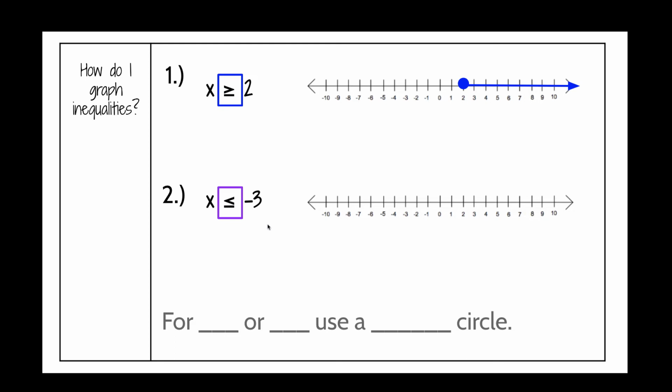Let's start by finding -3 on the number line. And is it going to be a closed dot on -3? Am I saying x could equal -3? I am. So I'm going to color in my dot on -3. Do that in your notes.